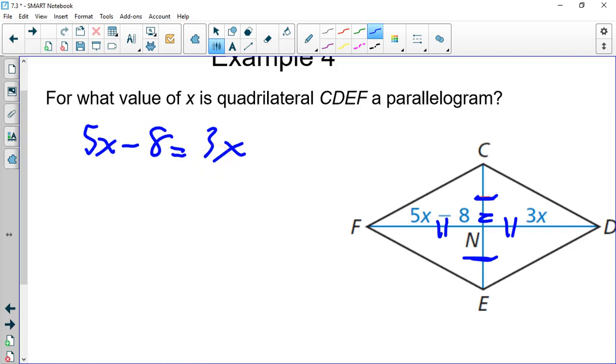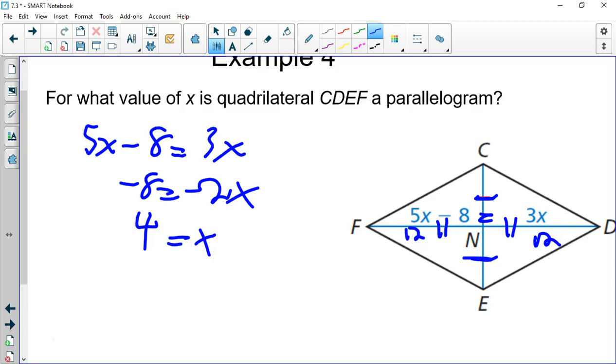So I'm going to subtract 5x, which gives me negative 8 equals negative 2x. And when I divide by negative 2, I get 4. And again, the beauty of math, if I plug 4 in for x, I get 4 times 3 is 12. And 5 times 4 is 20. And 20 minus 8 is 12. So I have proven those two parts congruent.